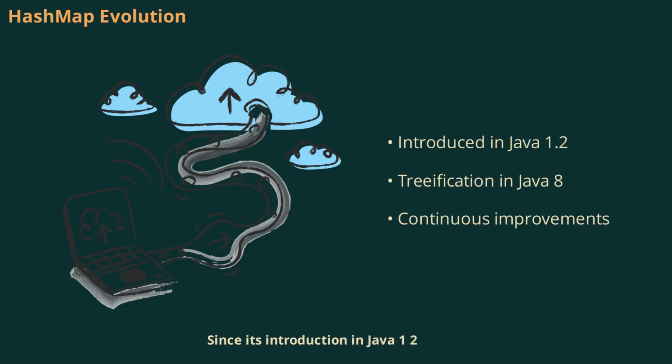Since its introduction in Java 1.2, HashMap has evolved with improvements like treeification in Java 8. These enhancements ensure that HashMap remains efficient and relevant for modern Java development. Staying updated with these changes helps you write better code.